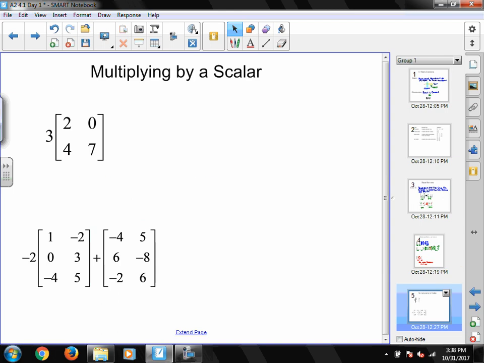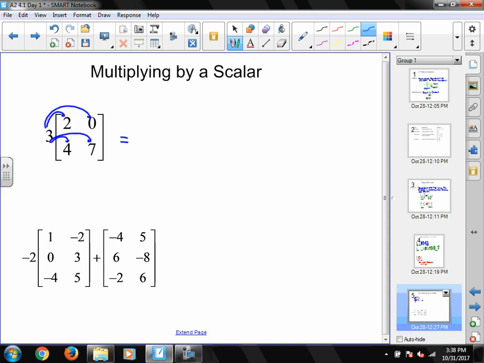The last thing is we're going to talk about multiplying by a scalar. A scalar is really just a number like this 3 in my first example here, and it's not a matrix. It's really just a number. All this is saying is that I'm going to take this 3 and I'm going to multiply everything in this matrix by it. So multiply, I always think of this like the distributive property. So that 3 is going to get distributed to the 2 and the 0 and the 4 and the 7. It's not going to change the size of the matrix.